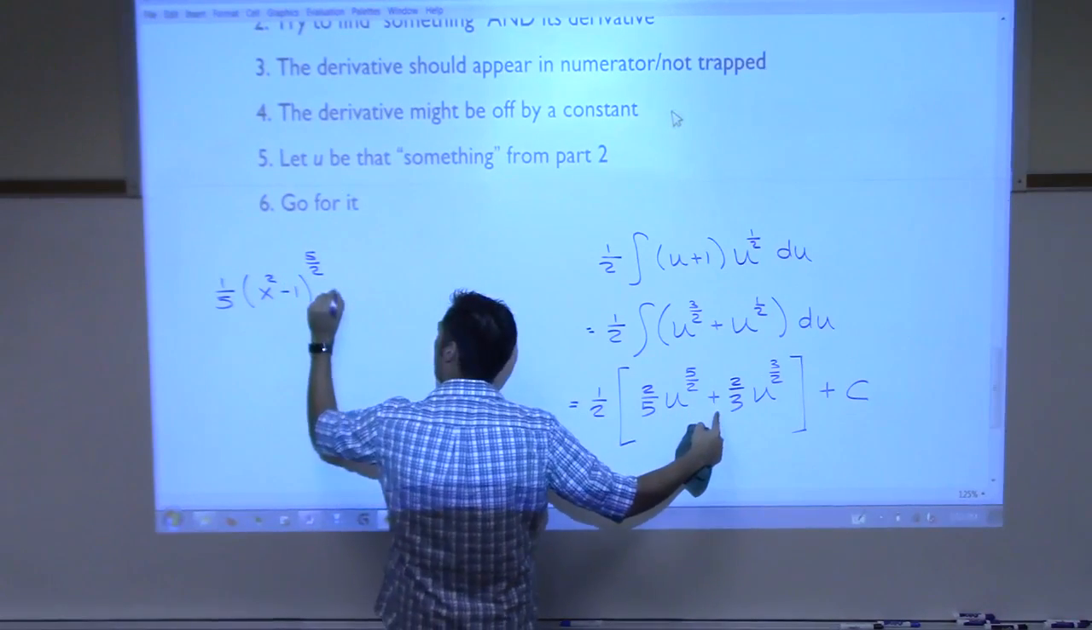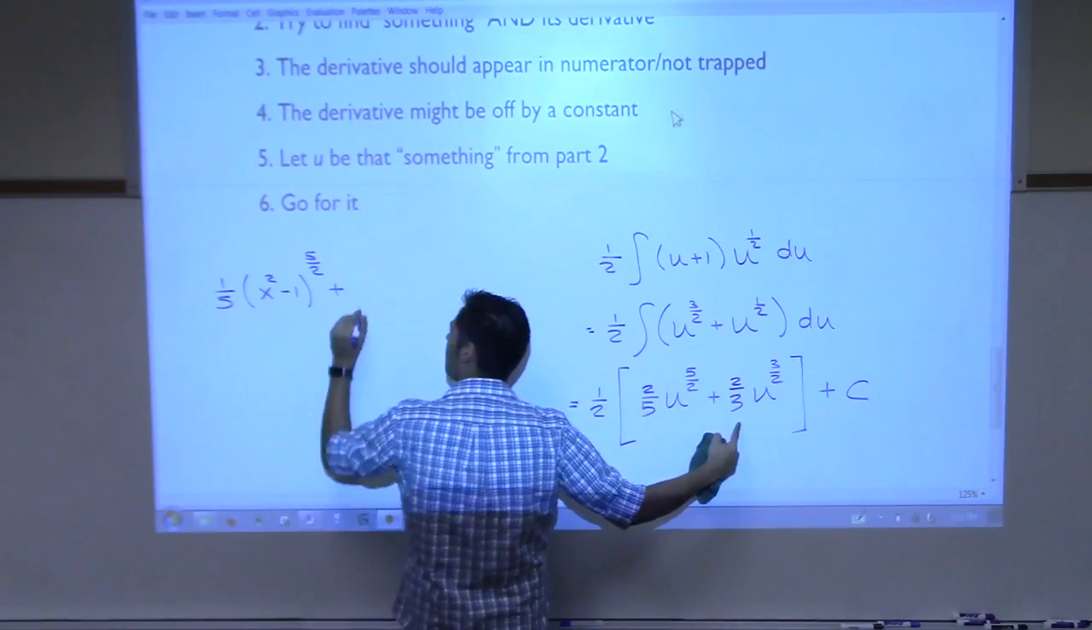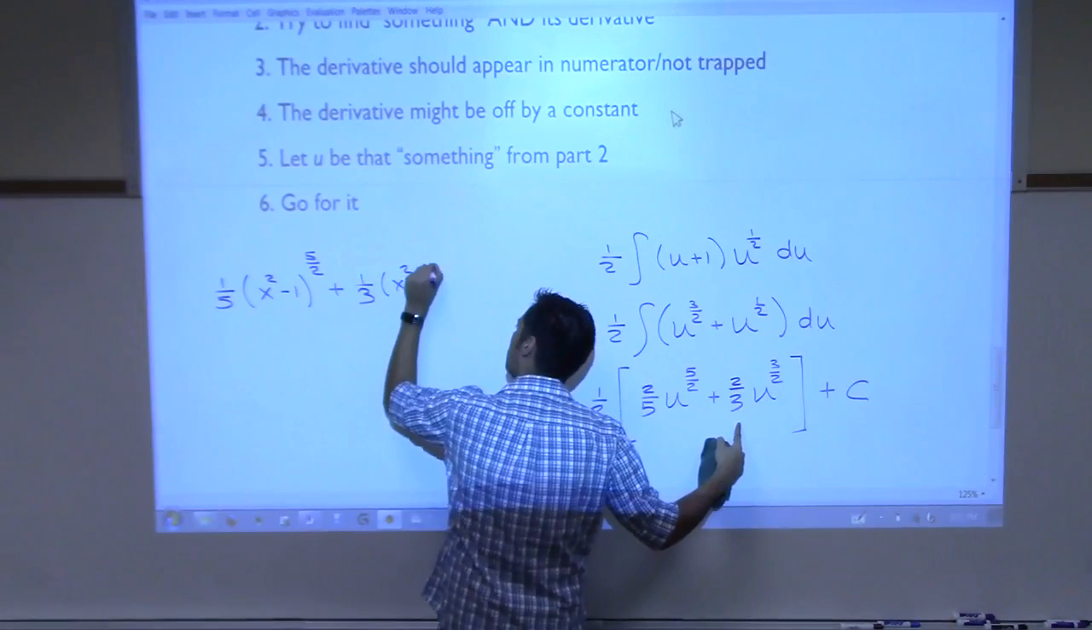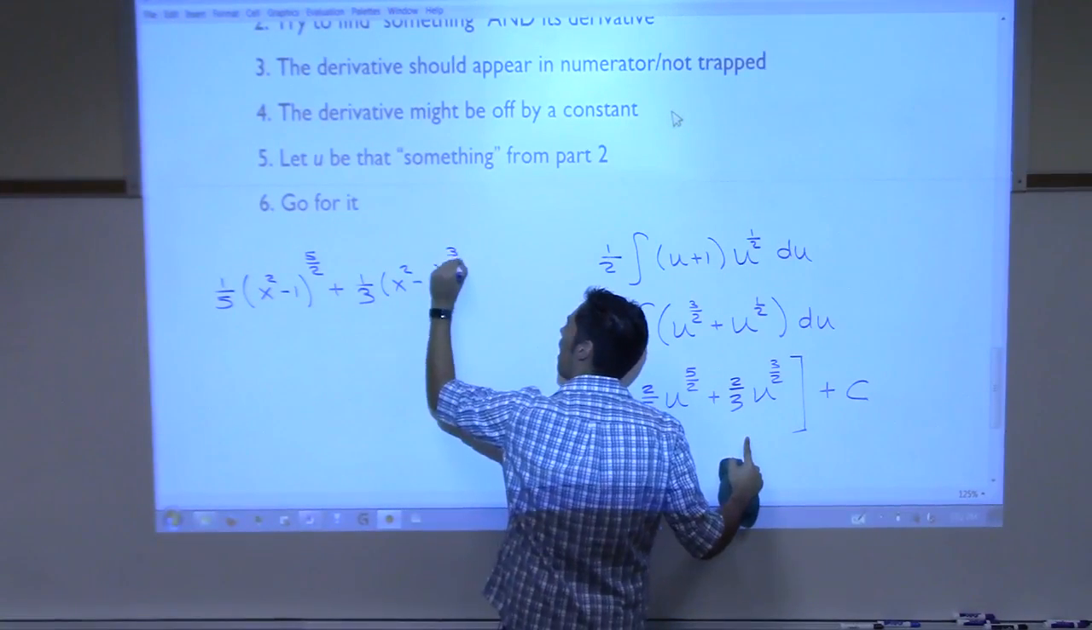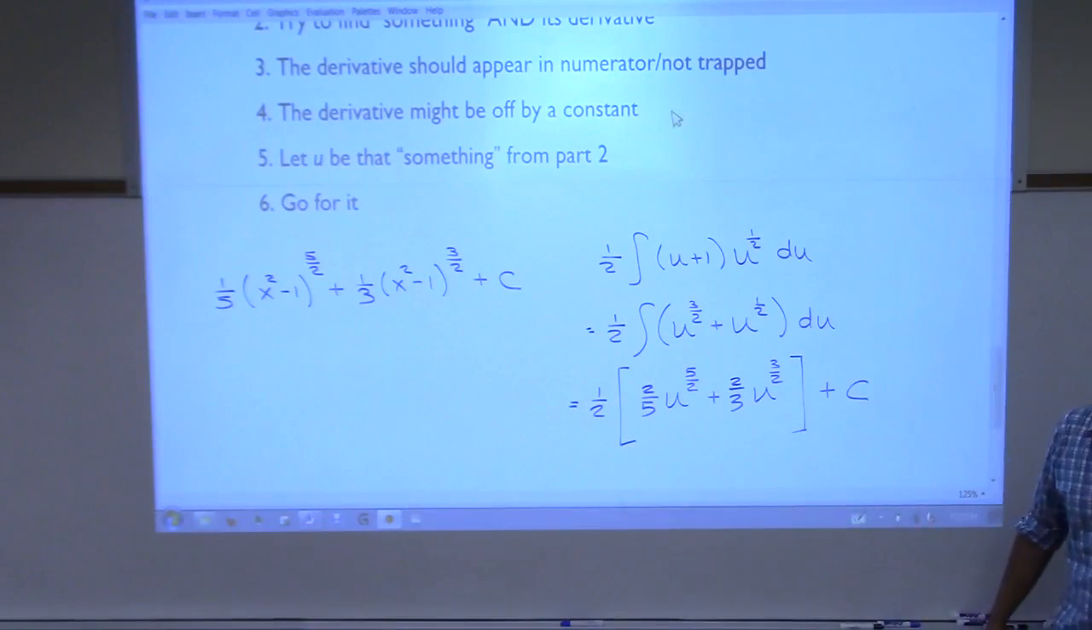All right, plus 1/2 through here, 1/3, x squared plus minus 1 to the 3/2 plus c. Wow. That's the antiderivative.